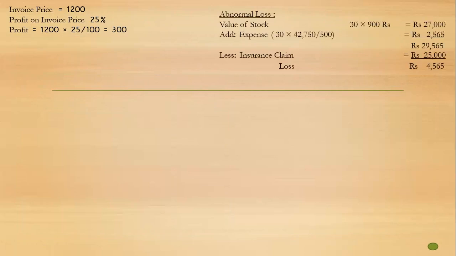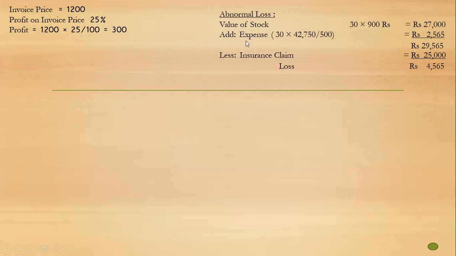The value of stock: 30 radios were destroyed and the cost of those radios is 900 each. How did I arrive at 900? 1200 minus 300 is equal to 900. So this is the loss, and we have to calculate the cost price only. So 30 into 900 will be 27,000.